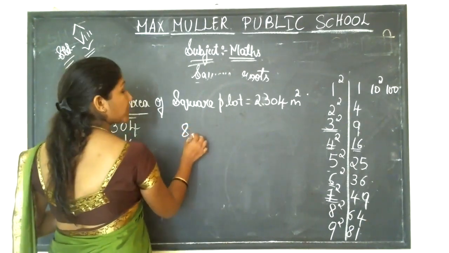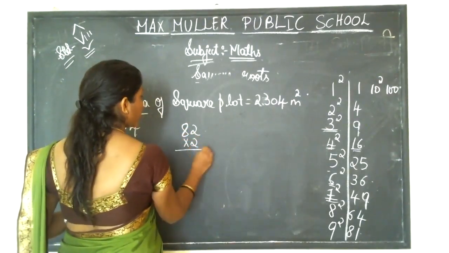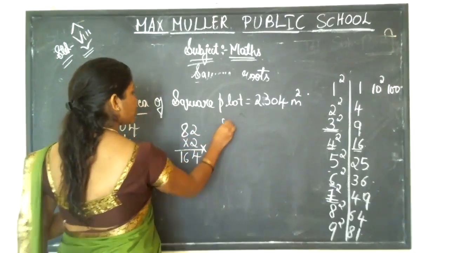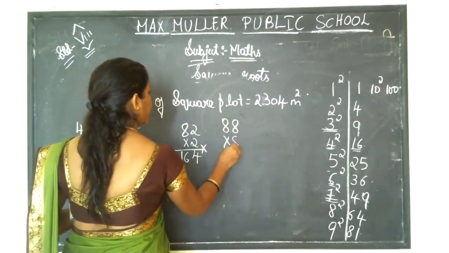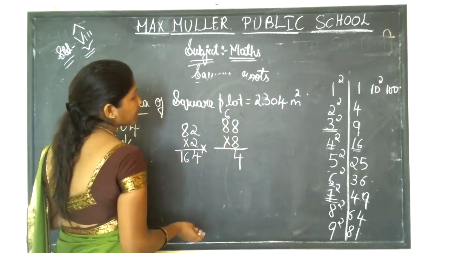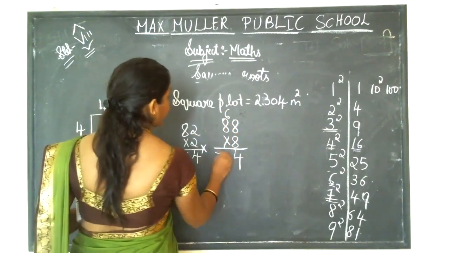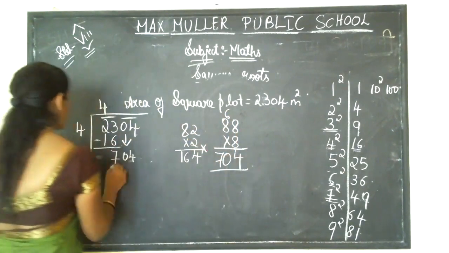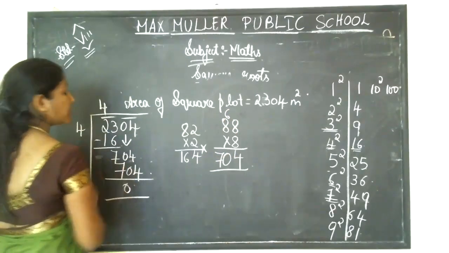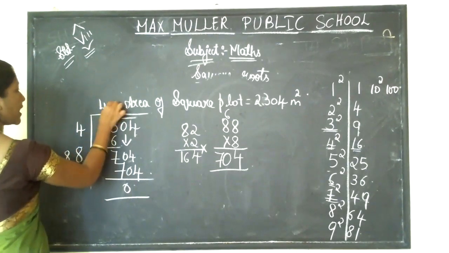So 8 into what will you do? First try 2: 2 2s are 4, 8 2s are 16. No, this doesn't suit. Go for 8 into 8. 8 8s are 64. 64, 65, 66, 67, 68, 69, 70. It becomes 7, not 4. So here it ends with remainder 0. So you have to write 88 into 8.